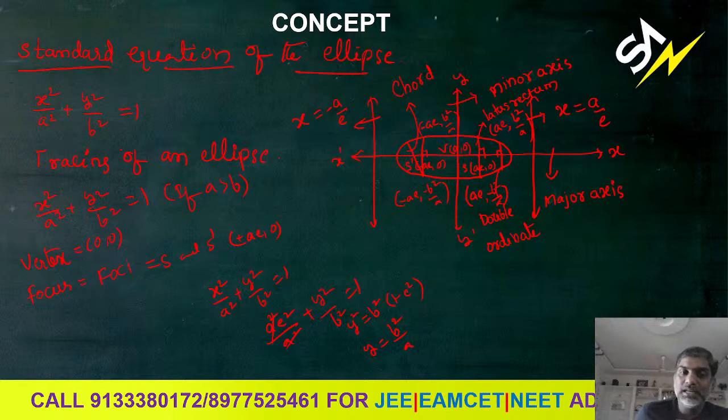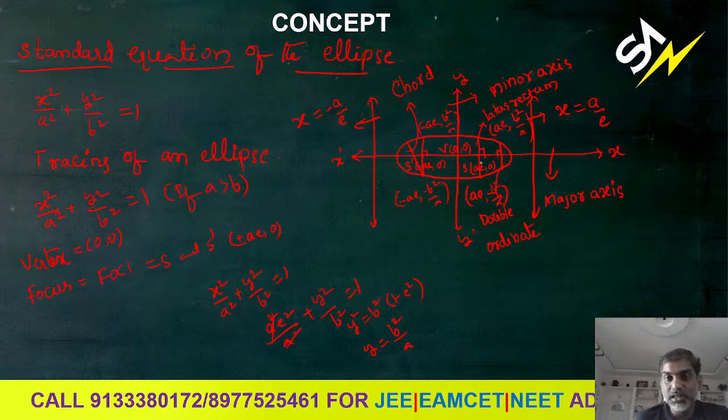Then if we got the ends of the latus rectum, what is the next pointer? What is the distance between the ends of the latus rectum? That means the length of the latus rectum. Tell me, what is the length of the latus rectum? If you calculate the distance between the two points (ae, b squared over a) and (ae, minus b squared over a), ae and ae get cancelled, giving 2b squared over a. So the length of the latus rectum is 2b squared over a. Am I correct?